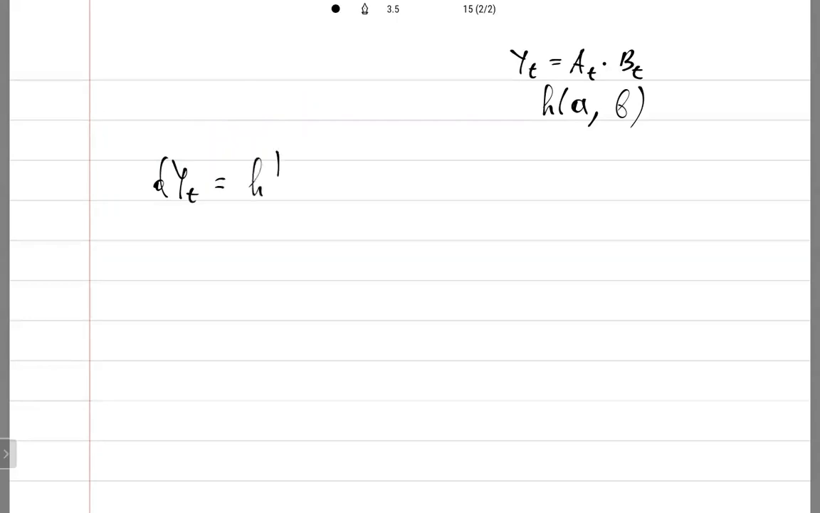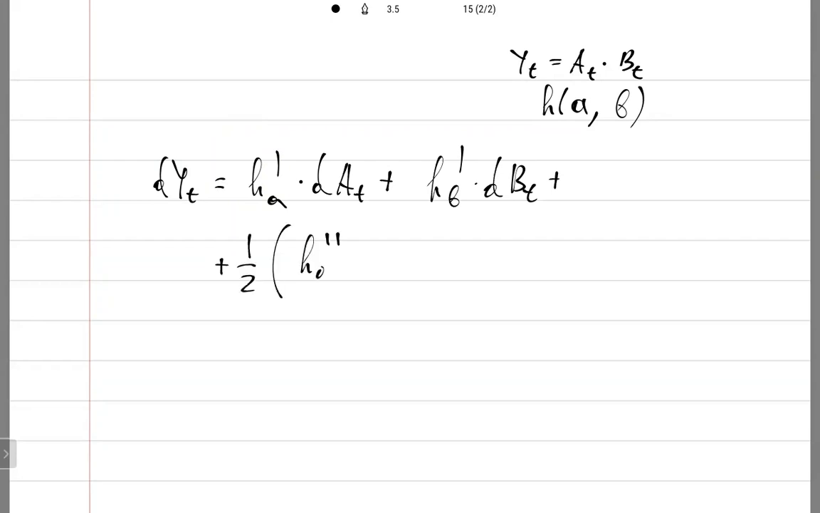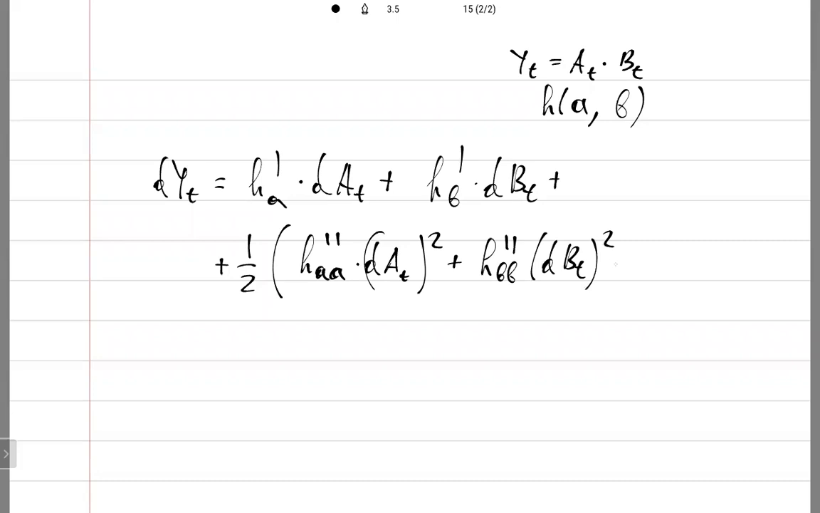We have h with respect to a times da(t) plus h with respect to b times db(t) plus, in general, I will write the general form, but I will simplify it for my process. It will be 1 over 2 h double prime with respect to aa times da(t) squared plus h double prime with respect to bb times db(t) squared plus 2 h double prime with respect to a and b times db(t) da(t).